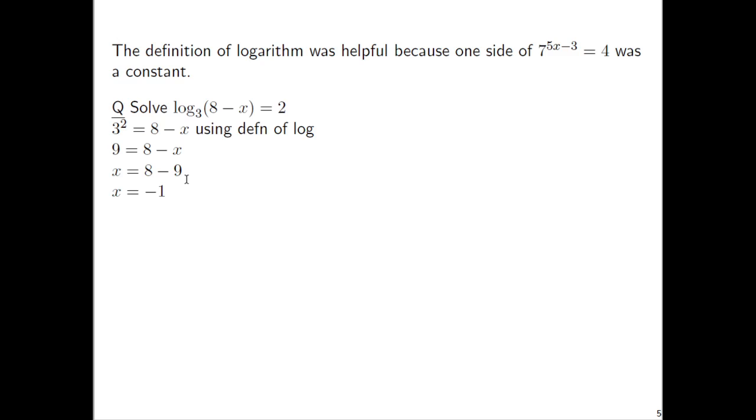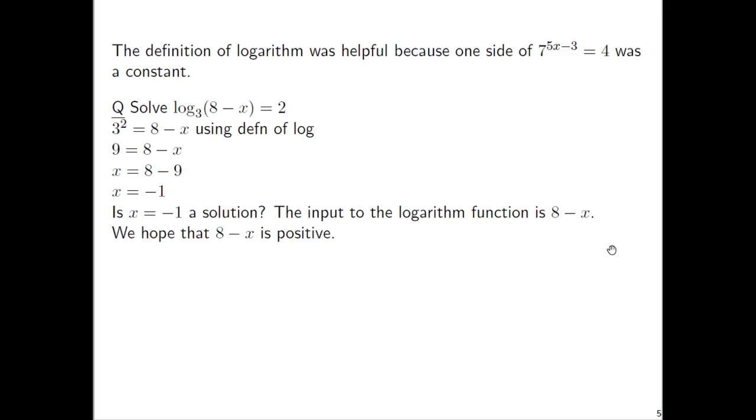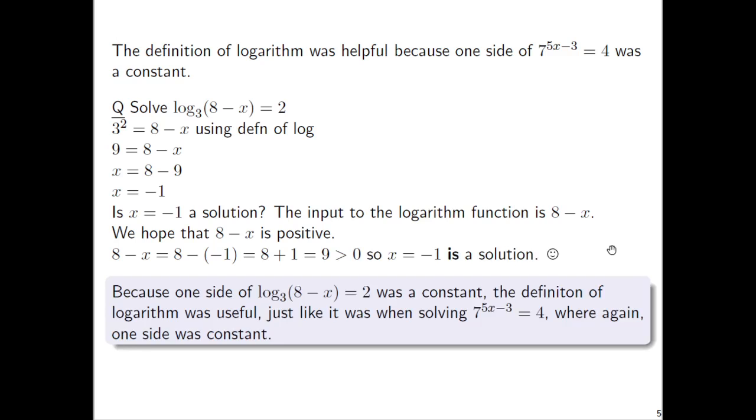Now we're not technically done because this time the original equation had logs. So we need to check if x equals negative 1 is a solution. The input to this log function is 8 minus x, and we want 8 minus x to be positive. So let's plug in negative 1 for x, and we have 8 minus negative 1, which is, in other words, 8 plus 1, which is the number 9, and that number 9 is positive. That's good. So x equals negative 1 is, in fact, a solution. It doesn't matter that negative 1 is a negative number. This number negative 1 used as x makes 8 minus x a positive number.